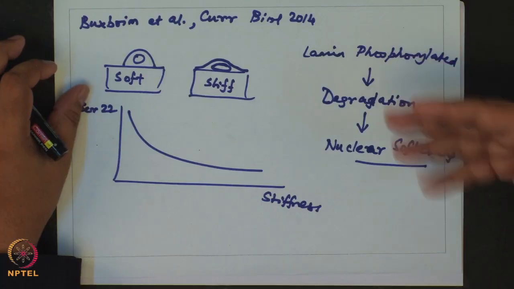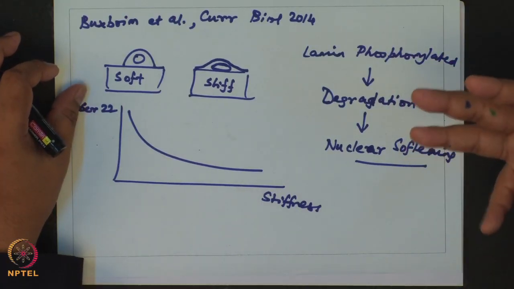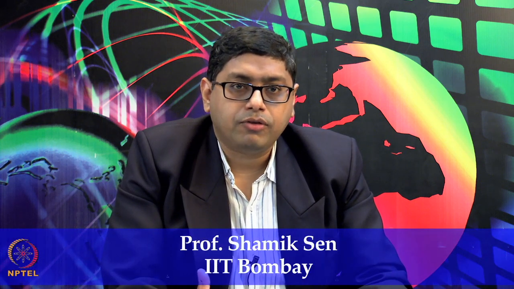On a stiff surface, when the cell is exposed to a lot more internal stresses, with stress fibers pushing onto the nucleus, the phosphorylation decreases and there are higher levels of effective lamin, which contributes to the stiffness of the nucleus. With that, I stop here for today.